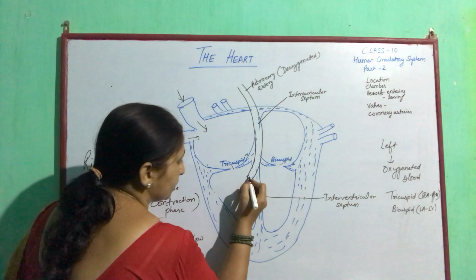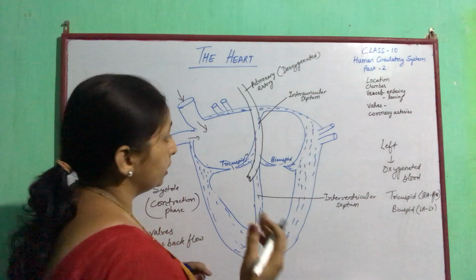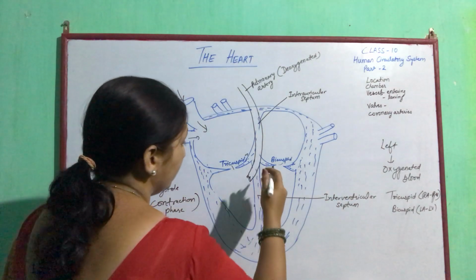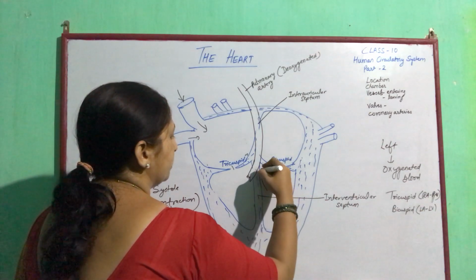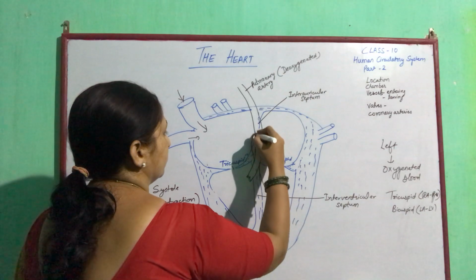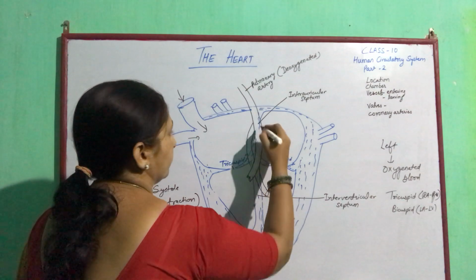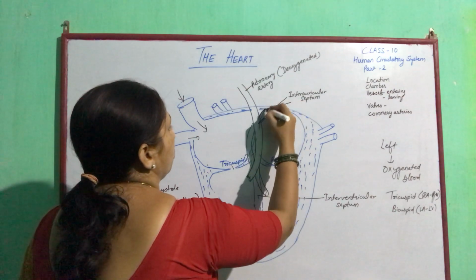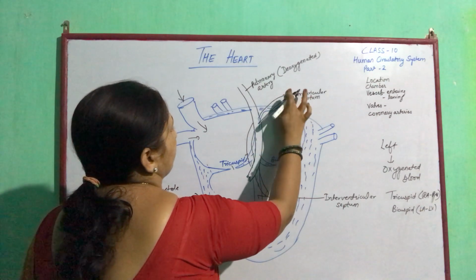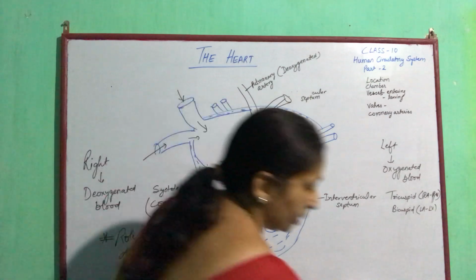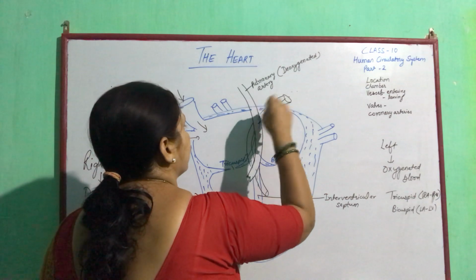At the end of this, semilunar valves are present. What are these semilunar valves? I will explain you later on. Now one more vessel which arises from this part and it carries blood to all parts of the body. It carries blood to all the different parts of the body.